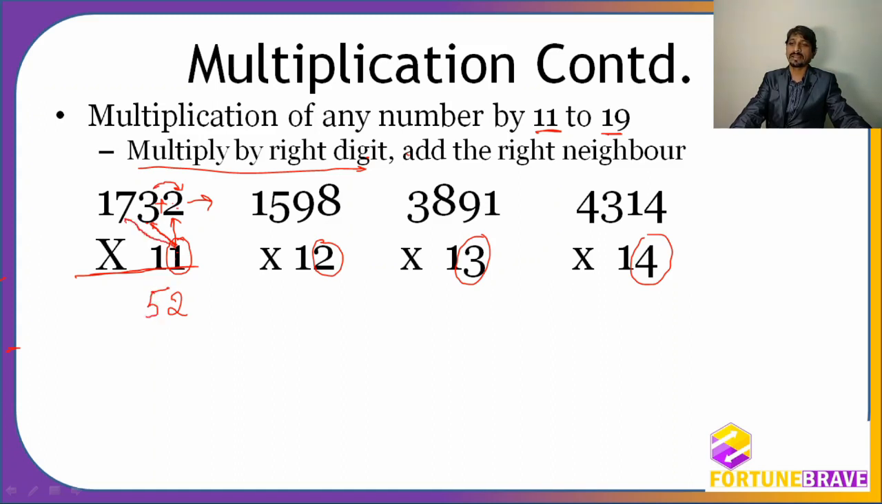Again the same thing. 1 into 7 will be what, my dear friend? 1 into 7 will be 7, plus 3, you are going to add the right neighbor. So it will become 10. So there will be a carry here. So 0. Then 1 into 1 is 1, plus 7 is 8. 8 plus 1 is 9.